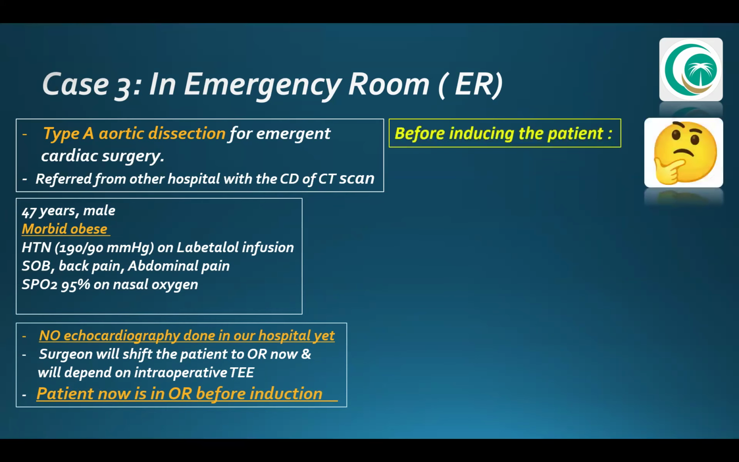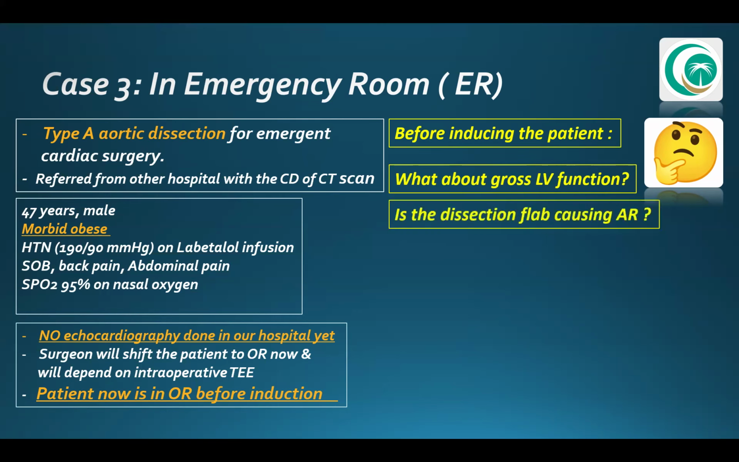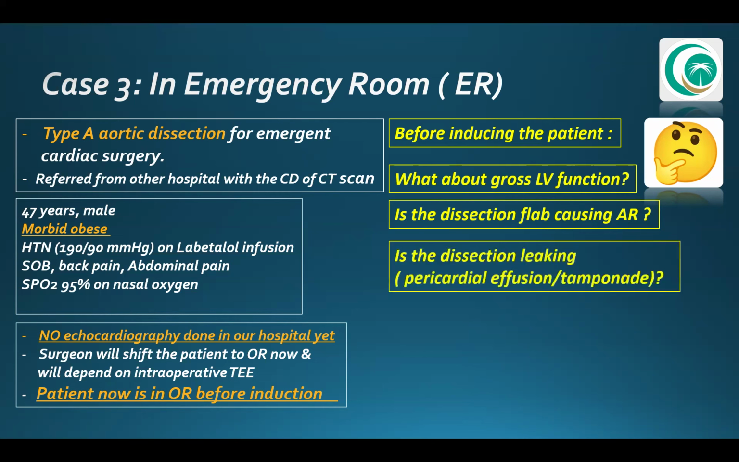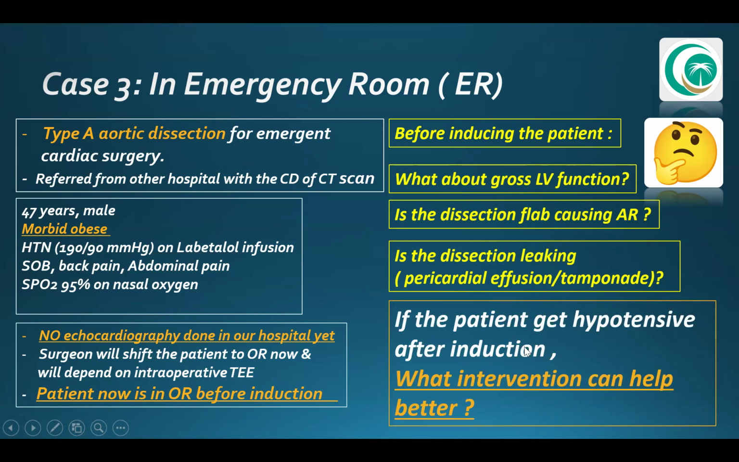Before inducing this patient, you might have several inquiries. One, what about gross left ventricle function? Second, is the dissection flap causing severe aortic regurgitation? Is the dissection leaking, causing pericardial effusion or tamponade? And the most important question to think about: if this patient gets hypotensive after induction, what intervention can help better?